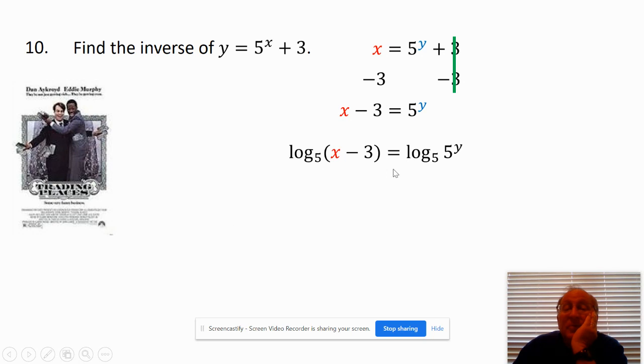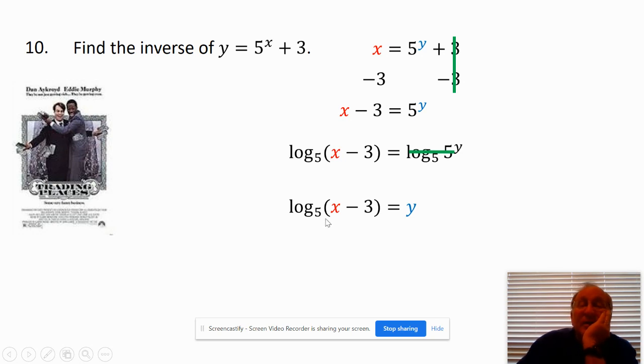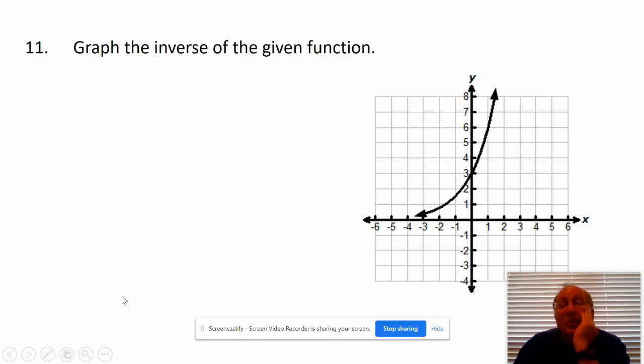So if I do it to one side, I've got to do it to the other. That will basically cancel those out. So y is equal to log base 5 of the quantity x minus 3. That's our inverse of y equals 5^x plus 3. Notice you have a plus, a minus, an exponent, a log. They're inverses.